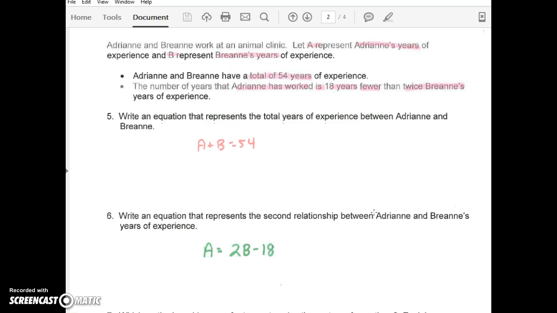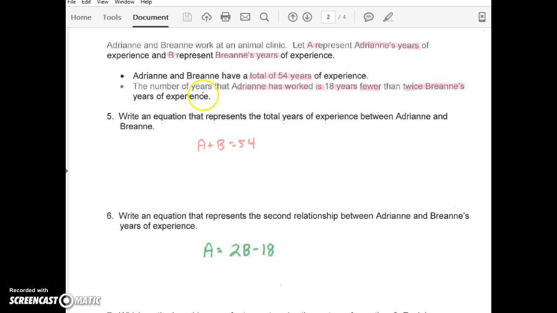In our second situation, we have Adrian and Brienne working at an animal clinic. Let A represent Adrian's years of experience and B represent Brienne's years of experience. So the first part of this says that Adrian and Brienne have a total of 54 years of experience. This will be in question number 5. Question 5 says write an equation that represents the total years of experience between them. So A plus B has to equal 54 because they have 54 total, add them up, years of experience.